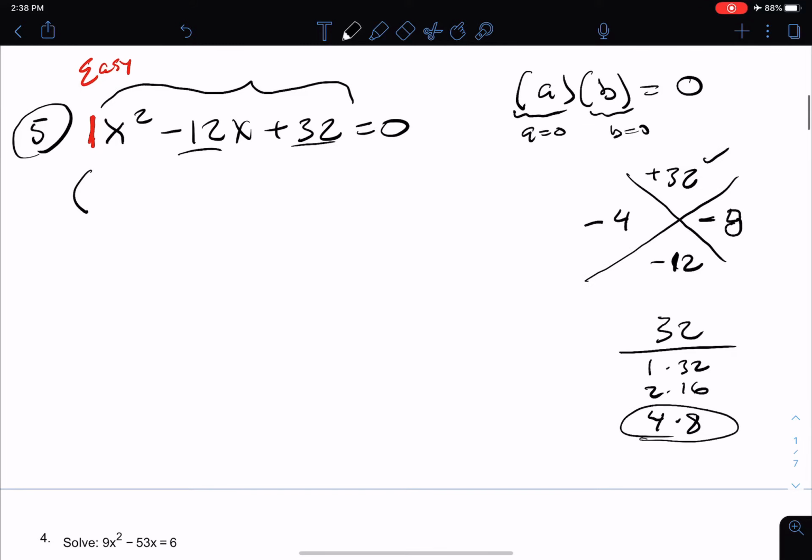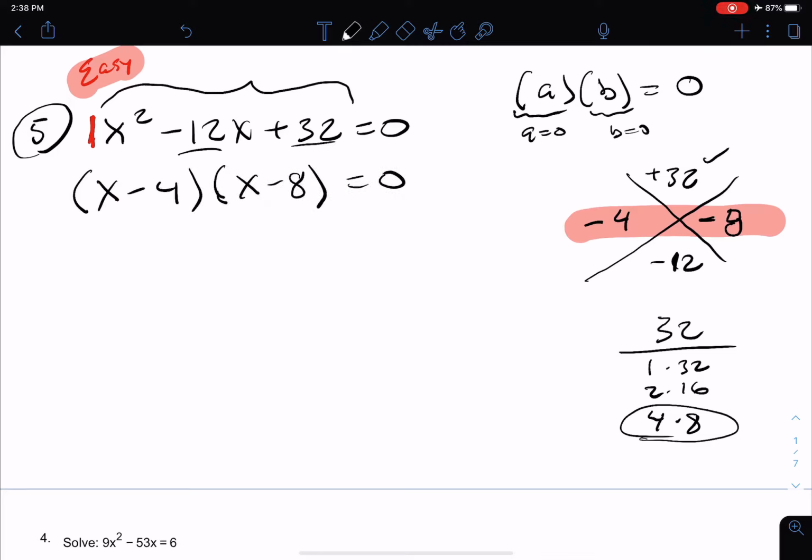So now this polynomial factors down. Remember, because this is an easy problem, we just go ahead and write our factors down. Why is it an easy problem? Because the leading coefficient is a 1. So x minus 4 times the quantity x minus 8 equals 0. Now, here's the magic. It's not magic. Here's the property working.